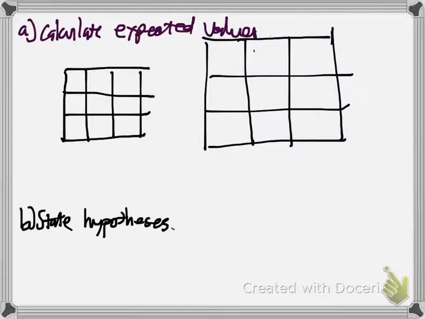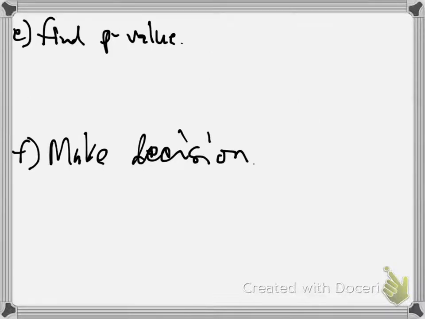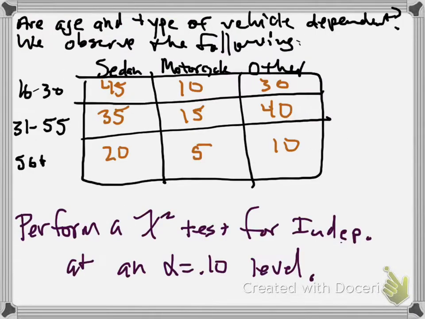We're going to calculate the expected values. We're going to state hypotheses. We're going to check requirements. We're going to calculate chi-squared statistics. We're going to find p-values. We're going to make decisions. We're going to have lots of fun. So, why don't you start calculating the expected values here, and hopefully you remember what to do.